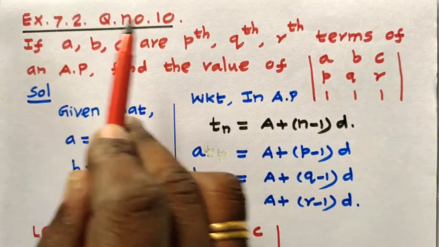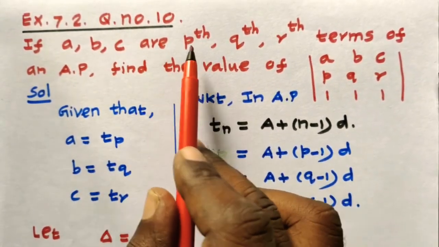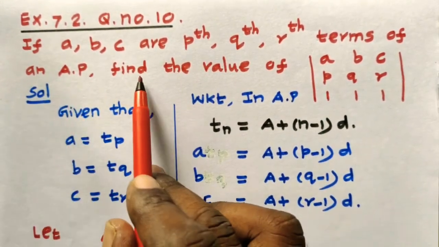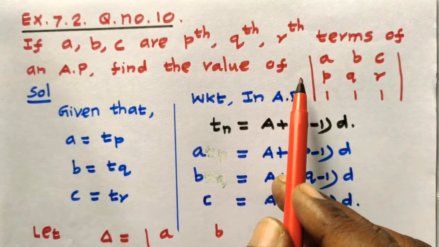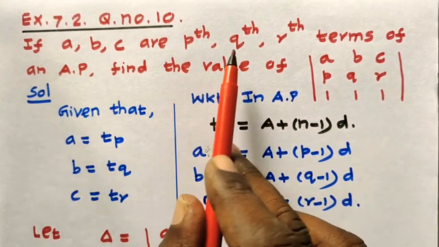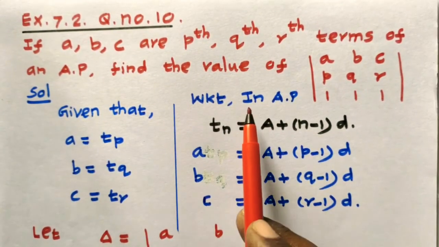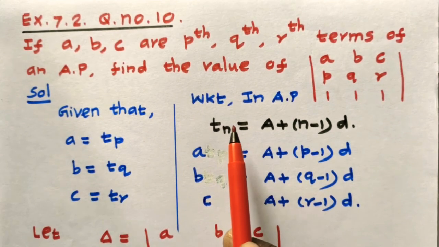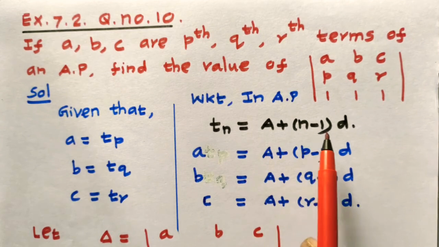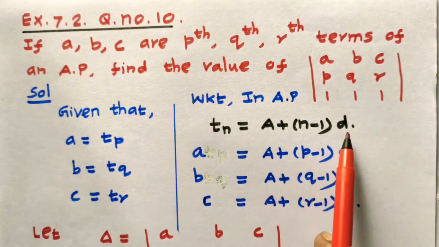Exercise 7.2, question number 10. If a, b, c are the p, q and rth terms of an AP, find the value of the given 3 by 3 determinant. Given that a is equal to Tp, b is equal to Tq and c is equal to Tr. We know that in an arithmetic progression the term formula Tn is equal to a plus n minus 1 into d. Here a is the first term and d is the common difference.